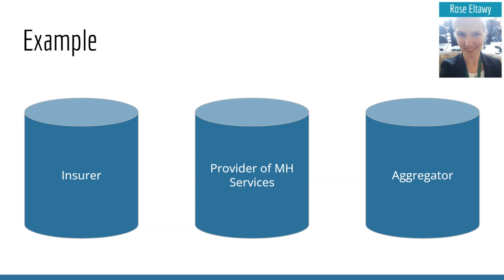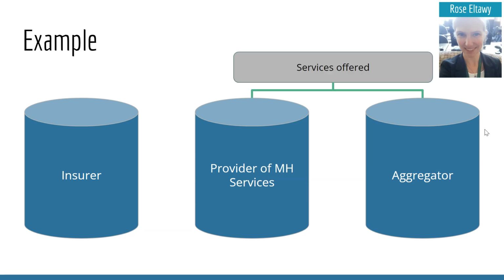So one, you may have a website for an insurer, you may have a website for a provider of mental health services, and you may have an aggregator website like Psychology Today where people can go and look for mental health providers. So we're just going to take a single example. We're going to say, what if there was some kind of a filter on services offered? So let's say this is information that's being shared between a provider and an aggregator. So let's say a therapist is going to provide information about the services offered to a website like Psychology Today.